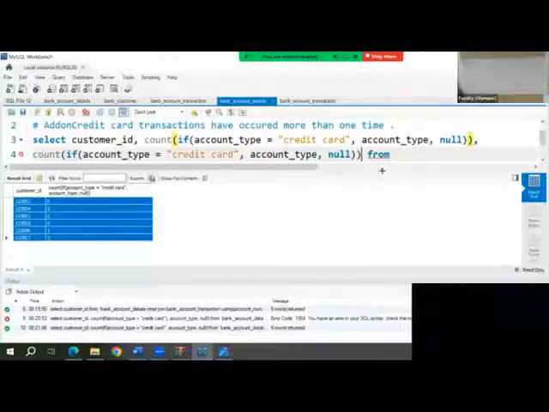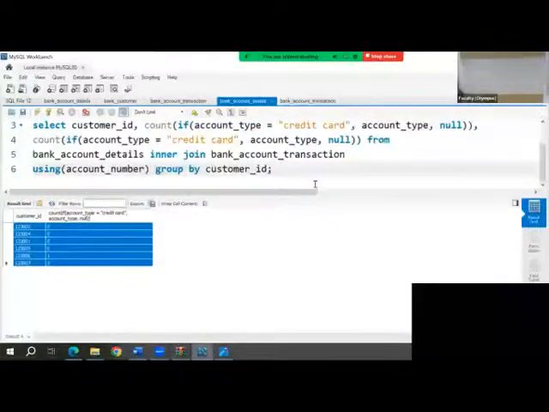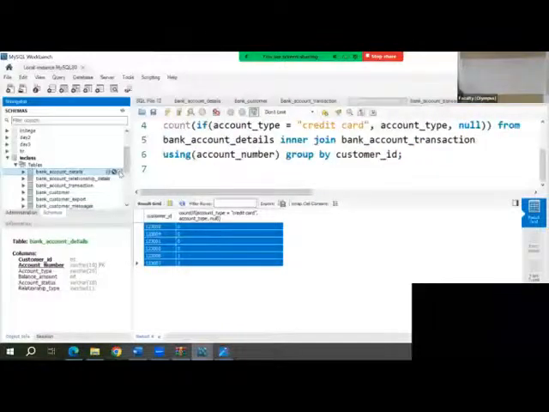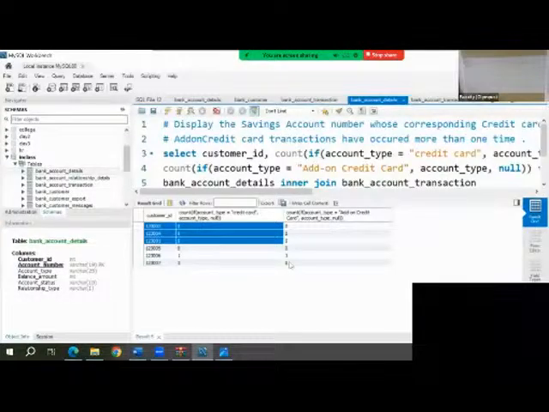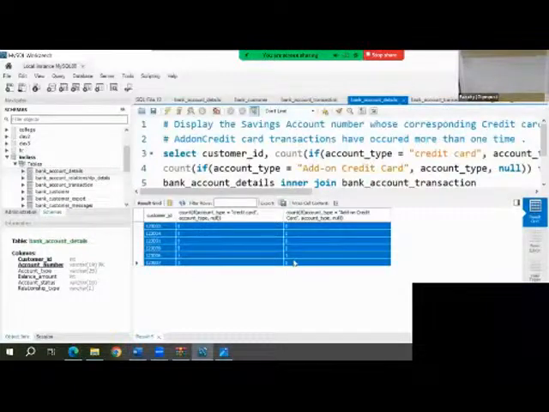I don't know how it is spelled, so let me just run one table and check this. So it's called add-on. So let me just copy this. It's called add-on credit card. Count of this is the count of credit cards. This is the count of add-on credit cards. So according to the question, both the counts should be more than one. So there is no customer that matches this answer.